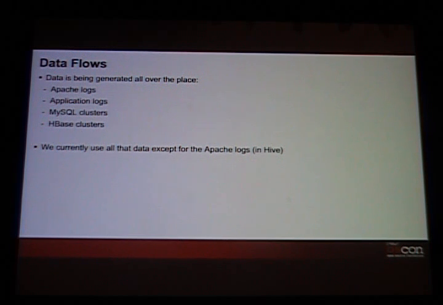So data flows. We have data that's being generated in StumbleUpon in many different places, like is usually the case with every company now. Everyone has data. It's flowing in from everywhere. So you have Apache logs, you have application logs, you have MySQL logs. In our case, we have HBase clusters. I meant MySQL clusters, HBase clusters. That data is growing all the time.